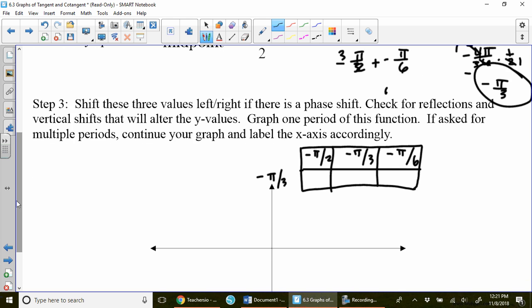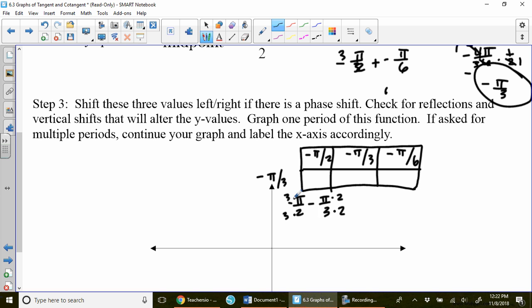We are doing a lot of work with common denominators here, so sorry for the algebra. If we want to move all of these pi over 3 to the left, then we subtract pi over 3 from them. So negative pi over 2 minus pi over 3. These need a common denominator.